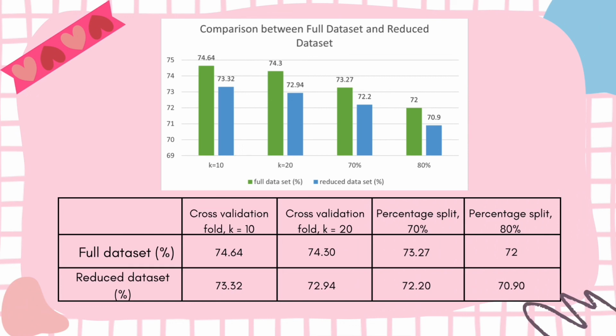After that, percentage split 70%. Full dataset is 73.27%, but reduced dataset has 72.2%. Lastly, for the percentage split 80%, it is shown that full dataset has 72%, but reduced dataset has 70.9%. This comparison shows that the full dataset has a pretty much higher percentage of accuracy than the reduced dataset.